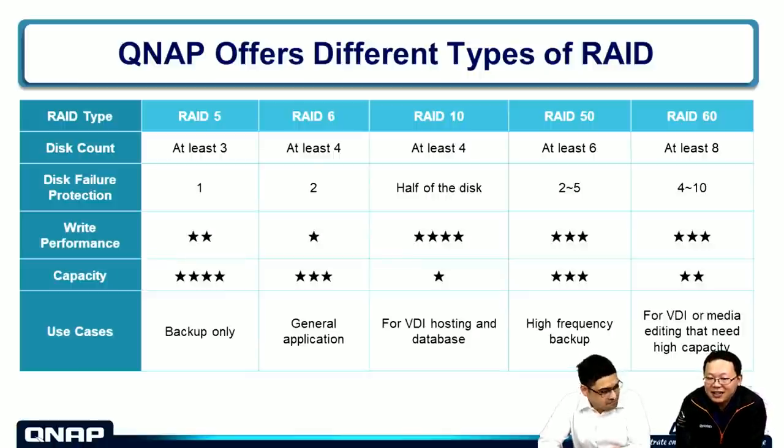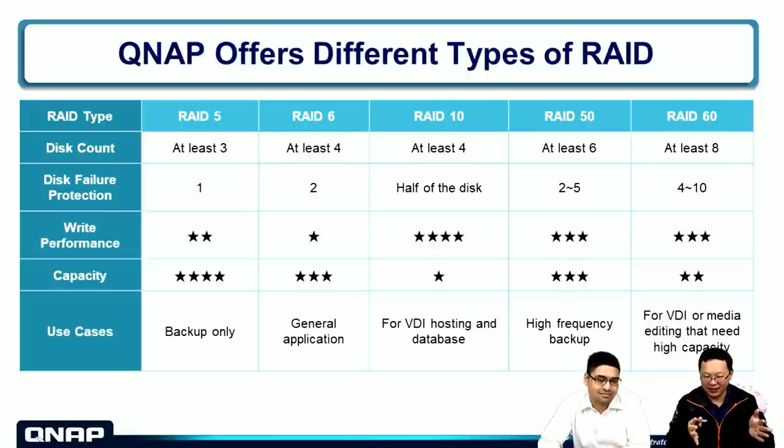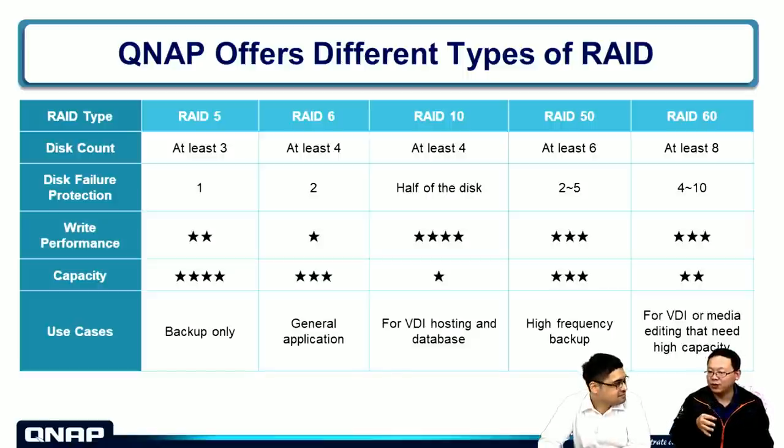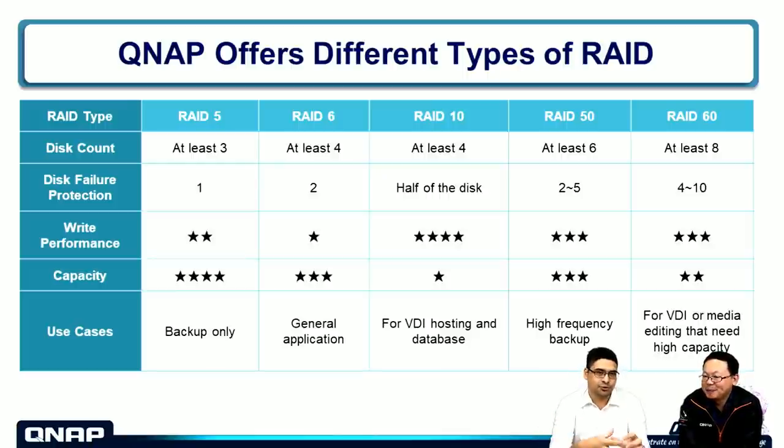So here's a complete QNAP RAID type table. You can see RAID 5, RAID 6, RAID 10, RAID 50, and RAID 60. If you want to enable RAID 50, you must use at least 6 hard drives. For RAID 60, you must have at least 8 hard drives. With RAID 50, it's like you have 2 RAID 5 groups striped together. So RAID 5 needs at least 3 drives, and RAID 50 needs at least 6. Yes. And then the same applies to RAID 60.